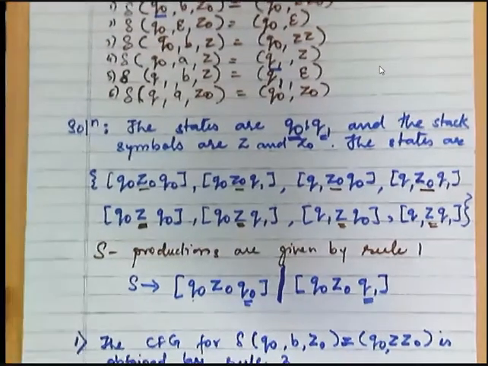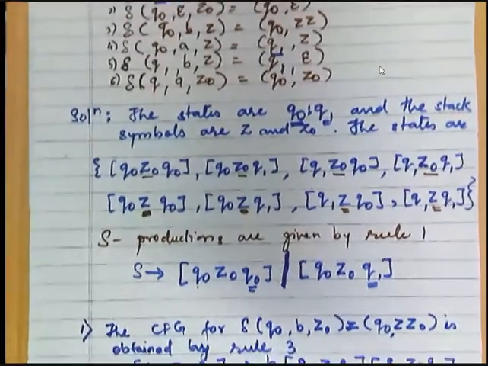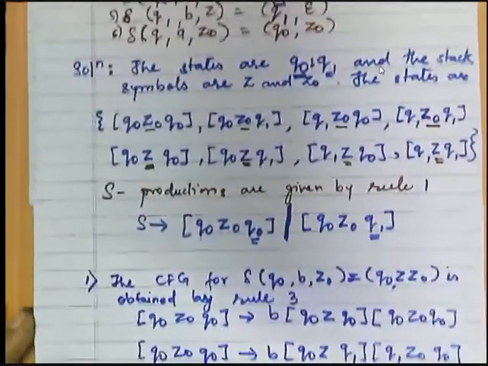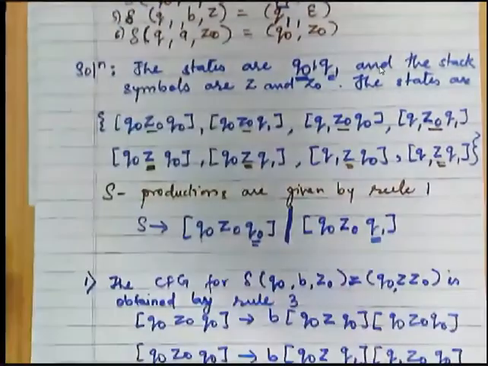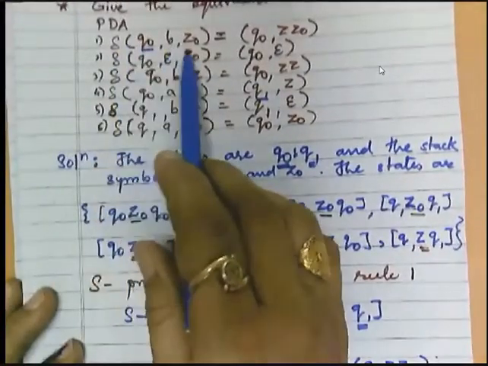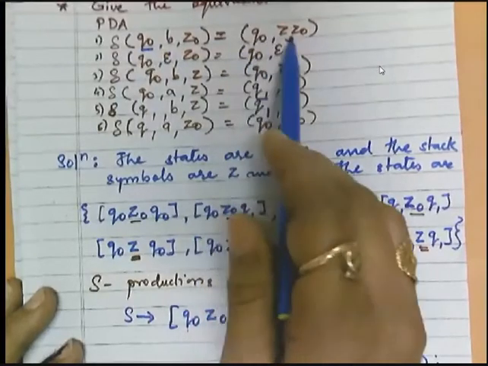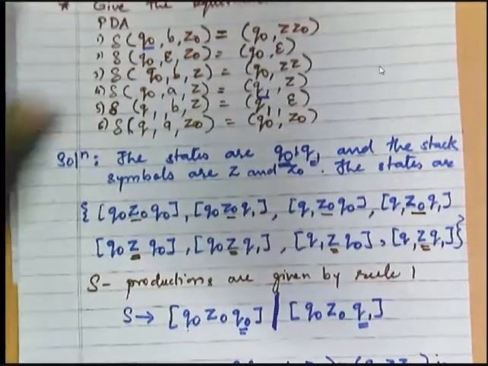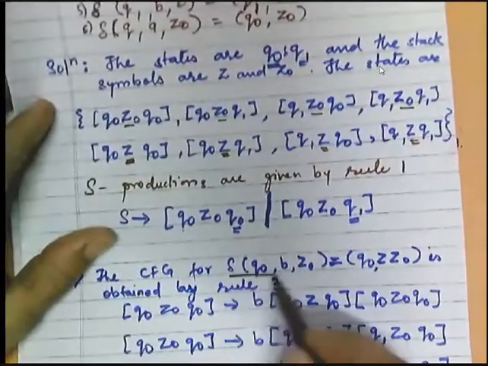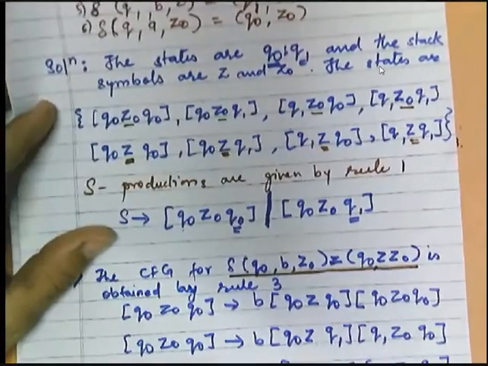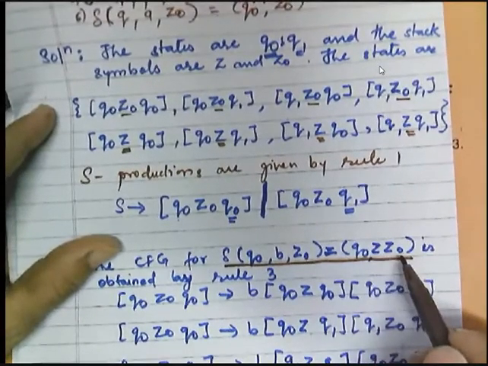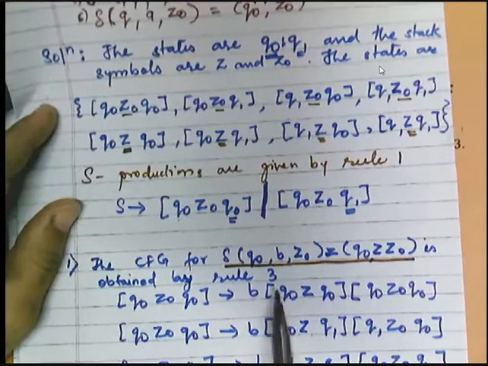Now we will take the delta functions one by one and write down the productions for them. Here there are 6 delta functions given. The very first delta function is delta of Q0, B, Z0 equal to Q0, Z, Z0. The same thing is written down here, and it is obtained by rule 3. We have to use rule 3.